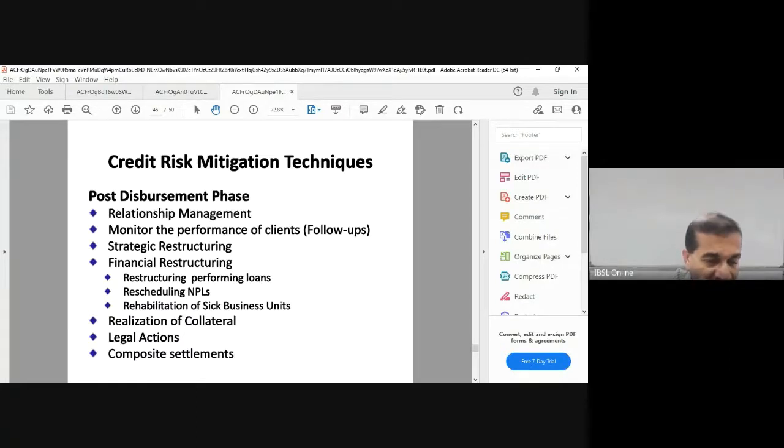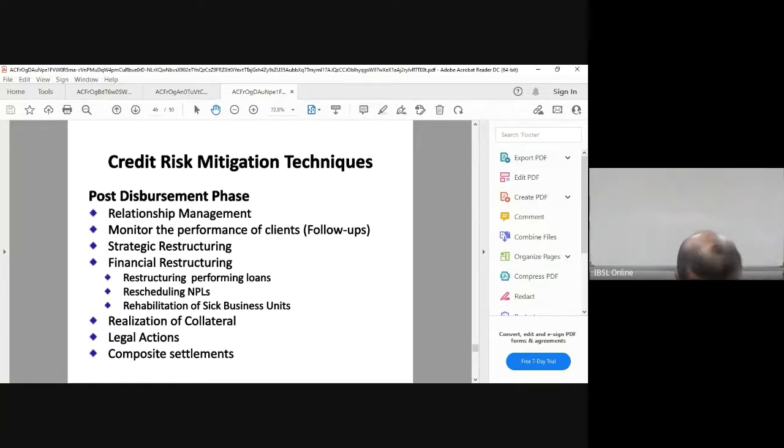What happens in rehabilitation is that you might restructure, reschedule, and give some fresh facilities to ensure the loan is properly rehabilitated, and very importantly, you want the follow-up. The other three are basically the last options: realization of collateral, where you get the customer to sell it or you auction the property, and then legal action, which I'm not going to discuss here. The last one, of course, is composite settlement.